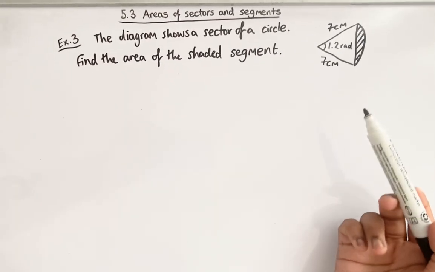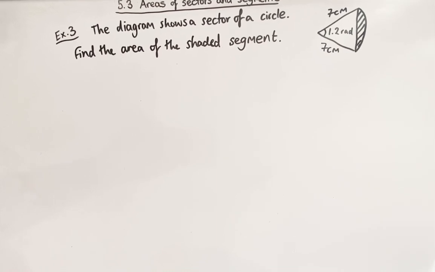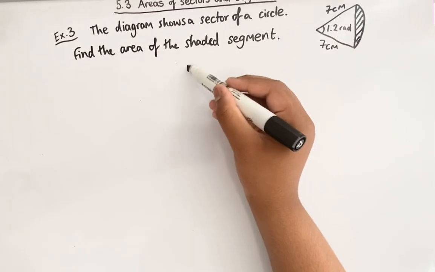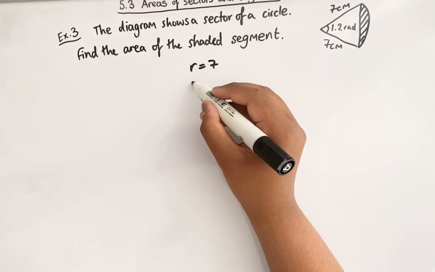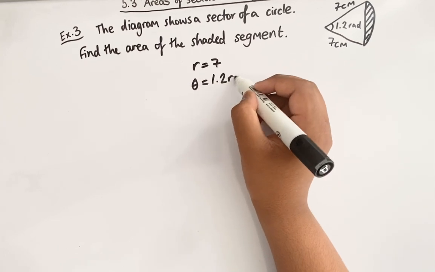Let's do one more example. The diagram here shows a sector of a circle. Let's find the area of the shaded segment. Here we can see that r equals 7 centimeters and theta equals 1.2 radians.